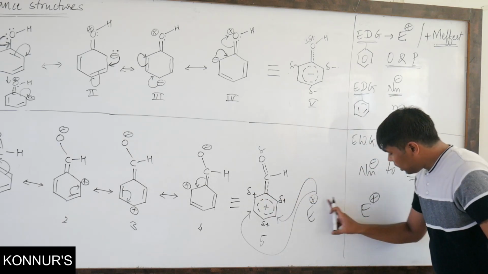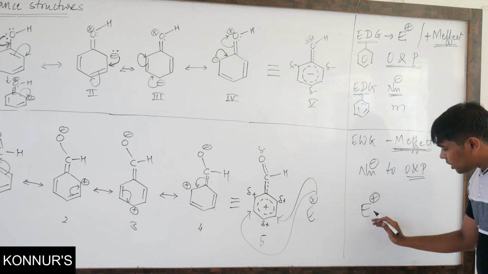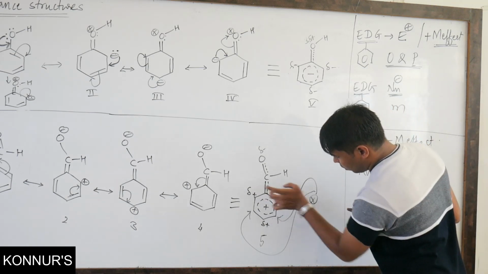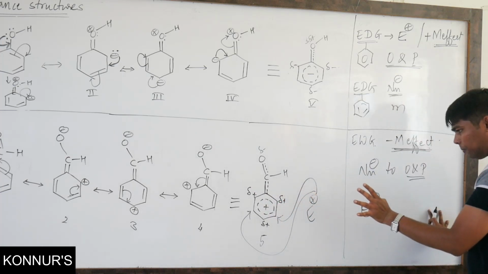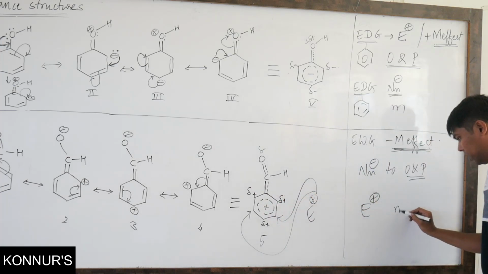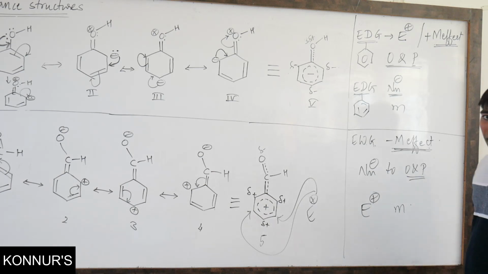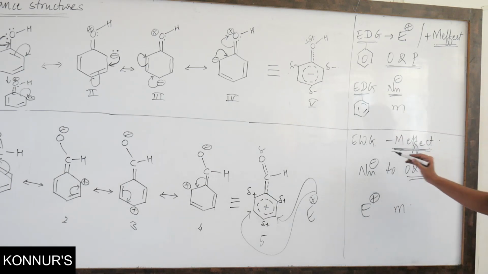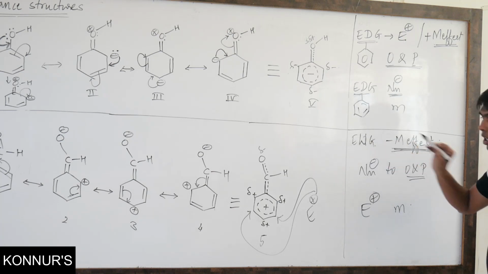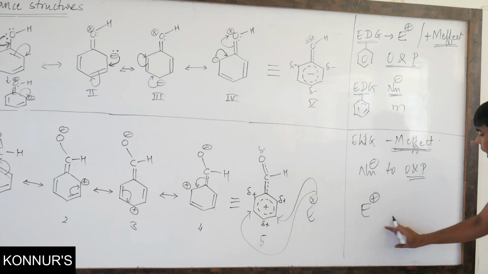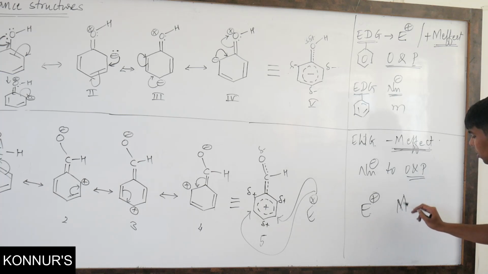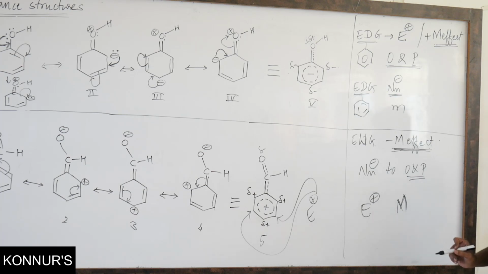If an electron deficient center is there, it is an electrophile. The electrophile will not attack the electron deficient center only. So it will not end up with ortho and para. It goes to the meta position. So remember only one point here: the electron withdrawing group will direct the electrophile to the meta position.